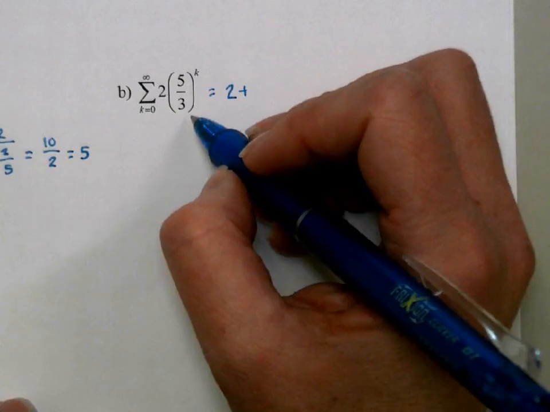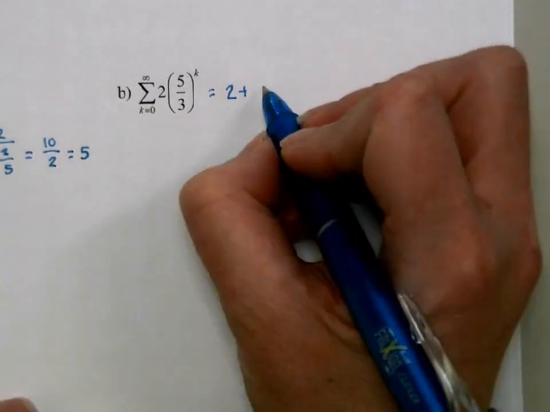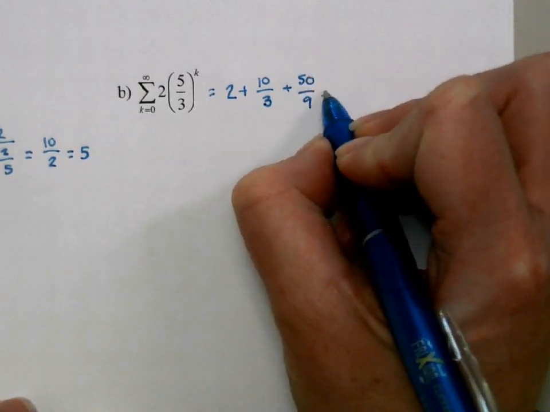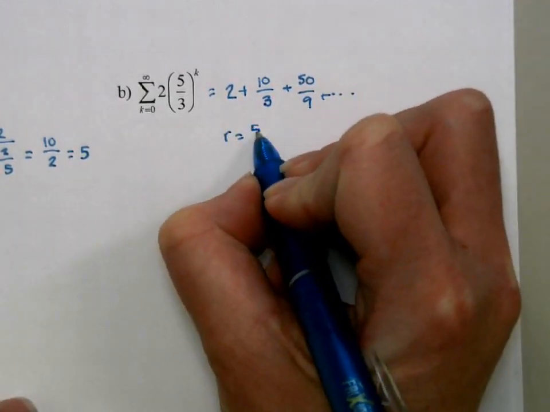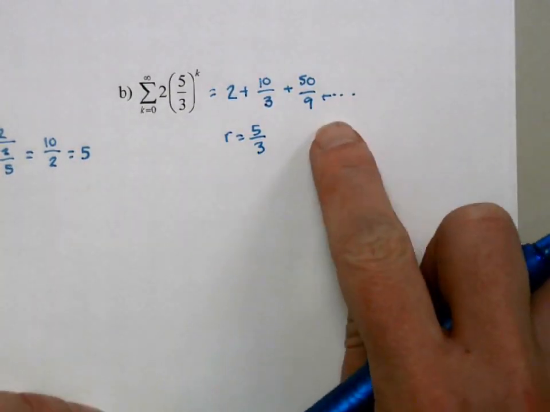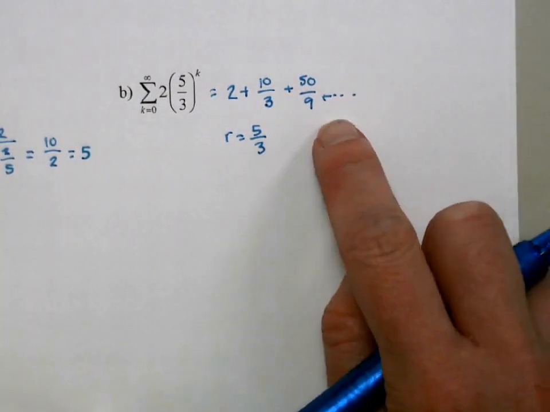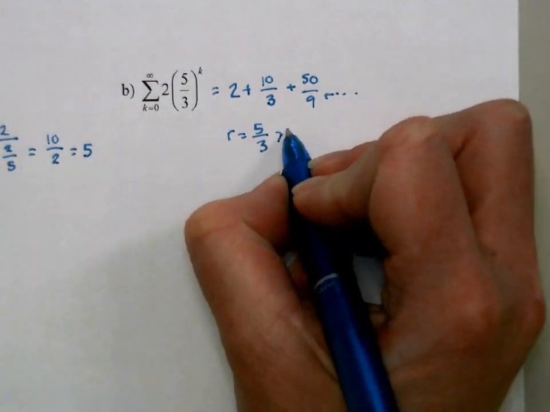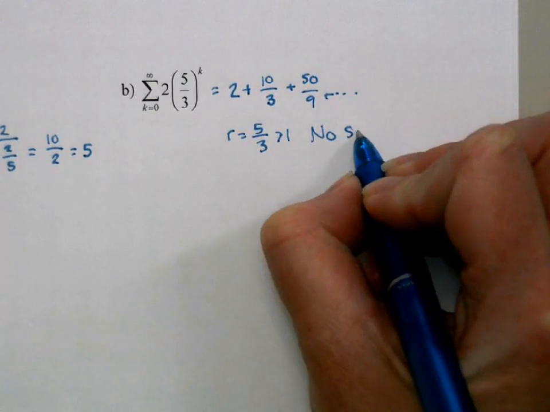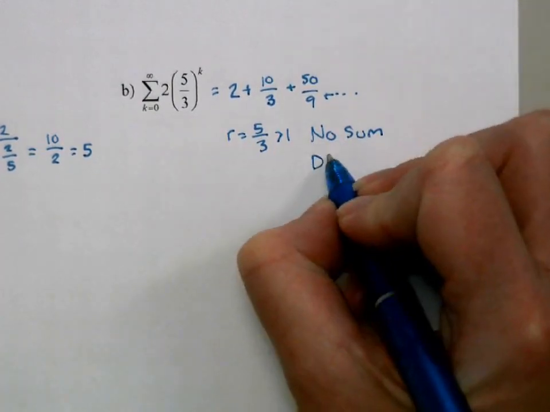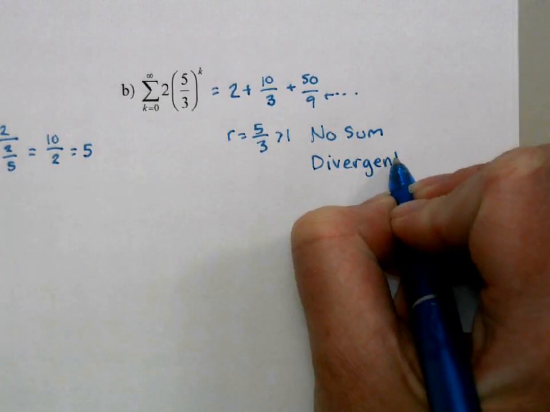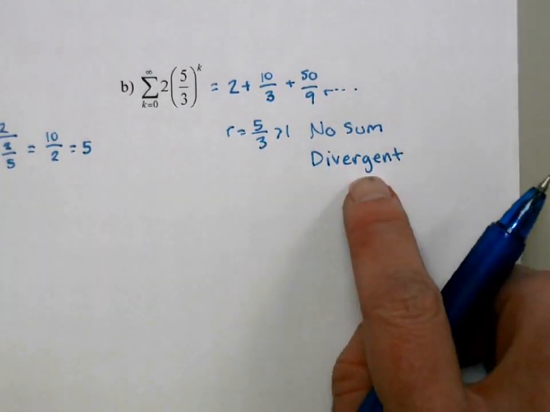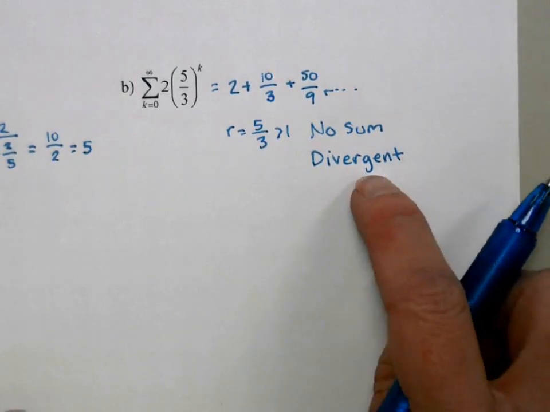My next term, if I multiply 2 times 5 thirds, we get 10 thirds, then 50 ninths. So my ratio is 5 thirds, and we can see the terms themselves are getting bigger, which means we can't have a sum. Just the fact that this number is bigger than 1 means there is no sum, also known as divergent. And on the multiple choice, what they would do is have some numbers, and likely one of the options would be series diverges or it's divergent.